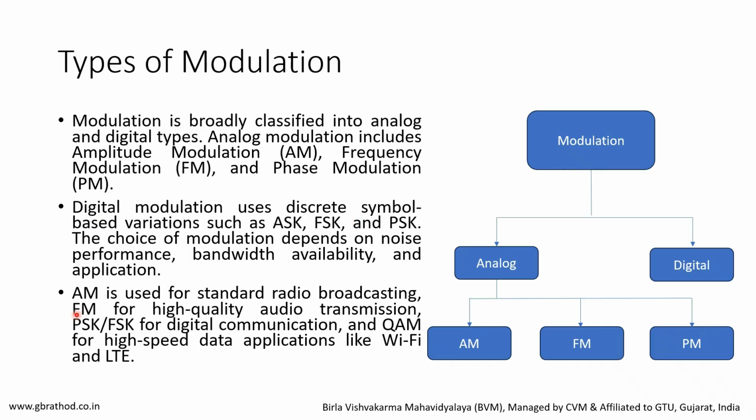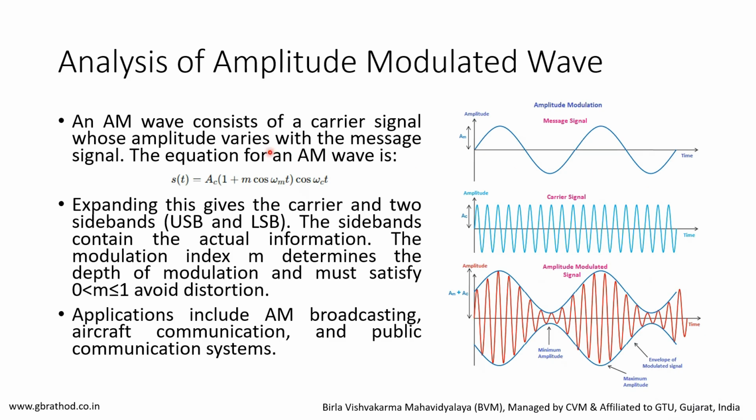Now let us discuss the basics of each modulation type. AM is used for standard radio broadcasting, FM for high quality audio transmission, PSK or FSK for digital communication, and QAM, quadrature amplitude modulation, for high speed data applications like Wi-Fi and LTE. So this is just the basics about types of modulation. Now let us go further.